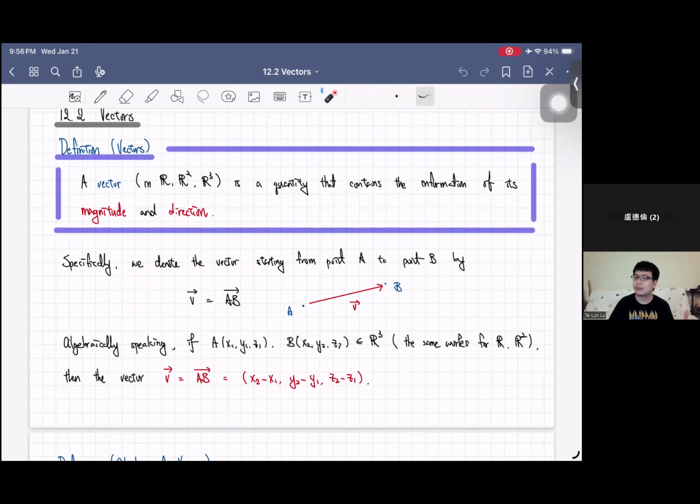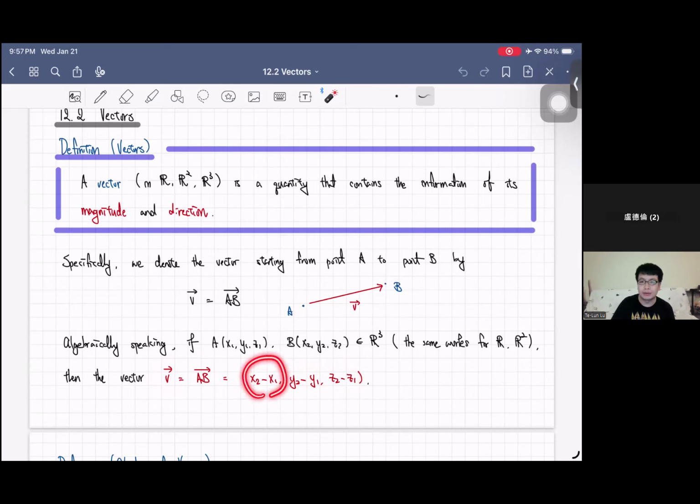And to define more precisely in terms of the algebraic language, we usually do this. If A is given to be the point x1, y1, z1, and B is given to be the point x2, y2, z2, I will demonstrate for the three-dimensional space, but the two-dimensional space and the one-dimensional space work similarly. So the vector characterizing the direction from A to B will be denoted by V equals AB equals the difference between x2 and x1, y2 minus y1, and z2 minus z1. So be careful about this.